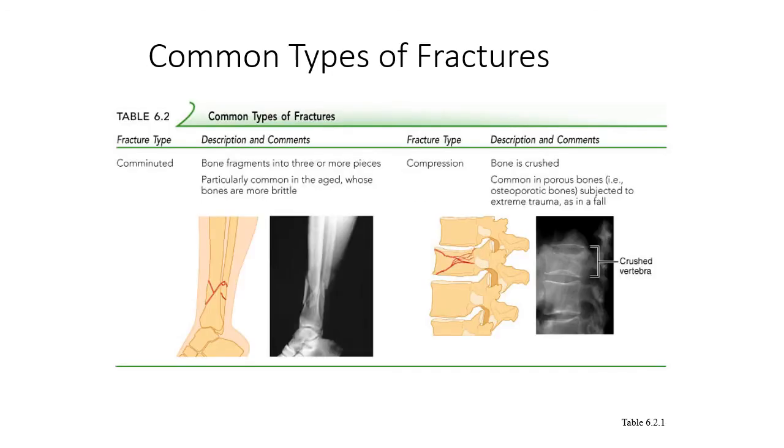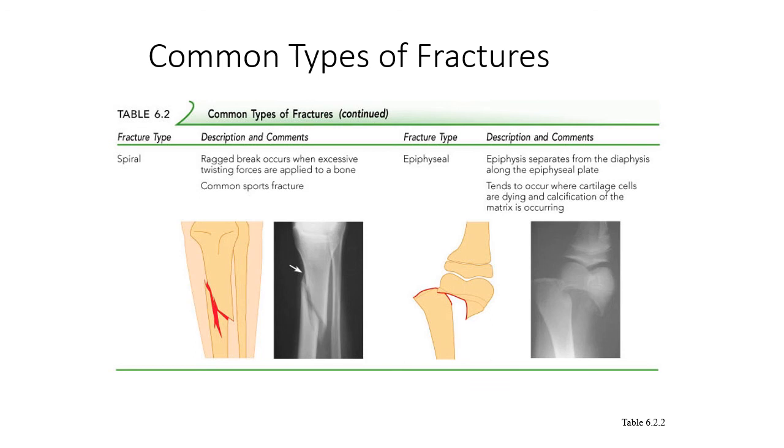And so the next couple slides just show some images of those different types of fractures. So here we have a comminuted fracture. We've got multiple pieces of the bone inside there. Here we have a compression fracture in a vertebrae. And so the vertebral body itself is now compressed down.